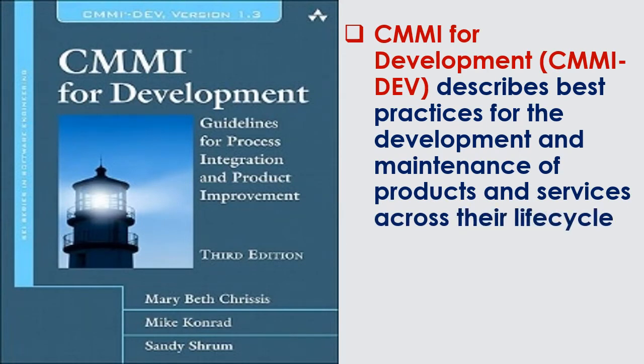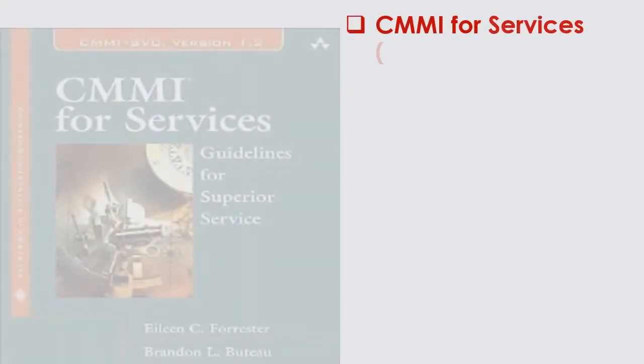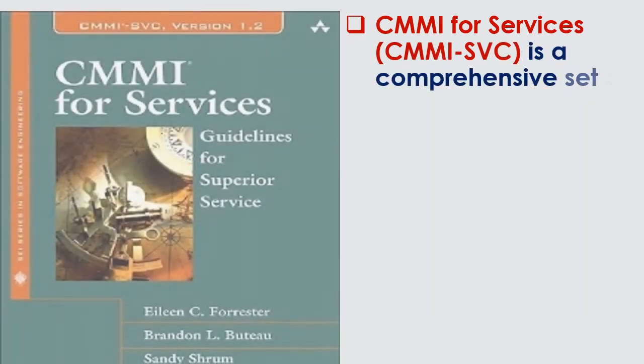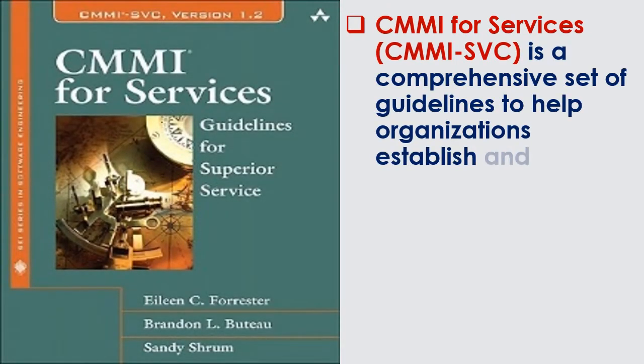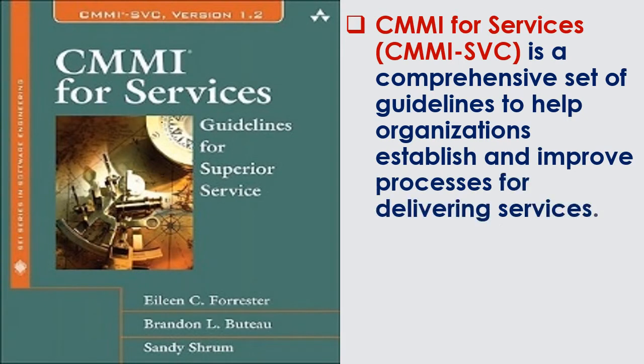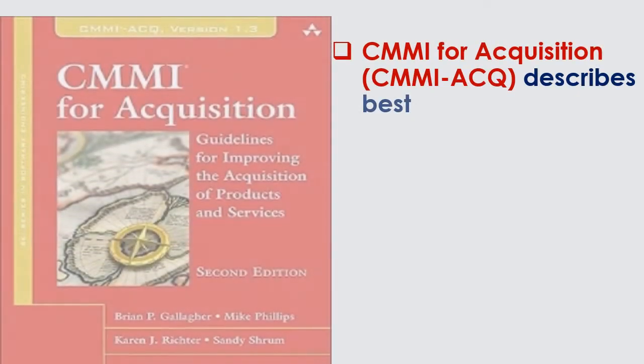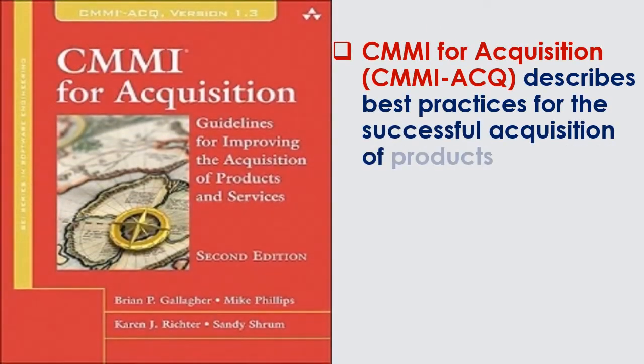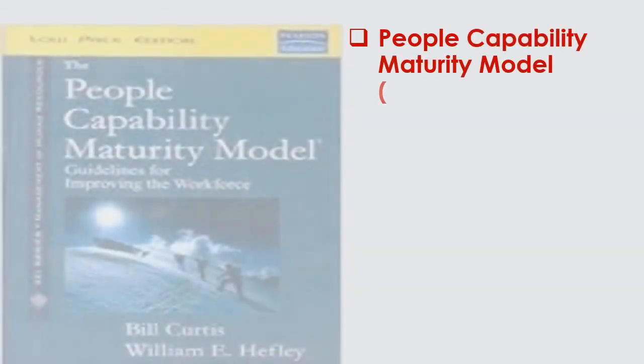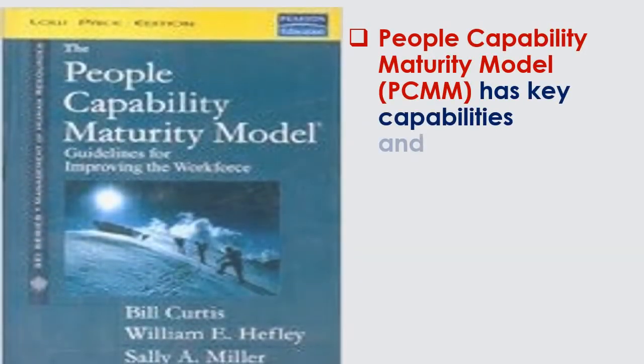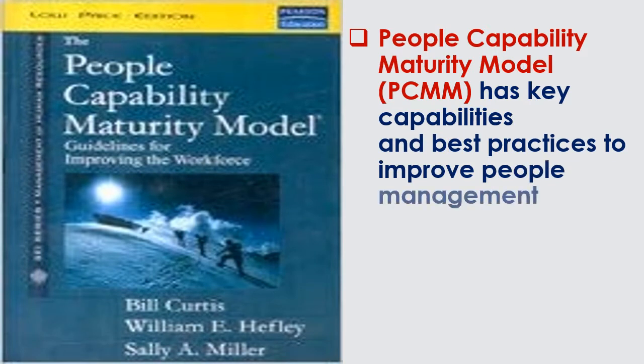CMMI for Services, CMMI SVC, is a comprehensive set of guidelines to help organizations establish and improve processes for delivering services. CMMI for Acquisition, CMMI ACQ, describes best practices for the successful acquisition of products and services. People Capability Maturity Model, PCMM, has key capabilities and best practices to improve people management.